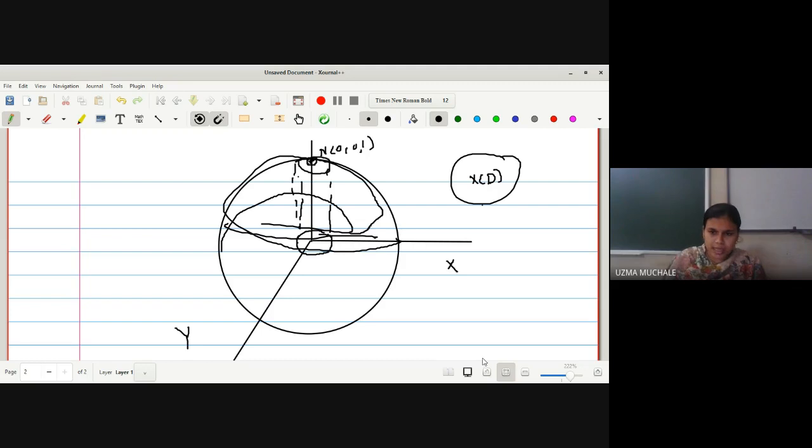So hence this x of d, I can say it is equal to the northern hemisphere, and hence we can say that instead of imagining it to be a hemisphere, you can say it is a half sphere. Okay, northern half sphere. So x of d is equal to the northern half sphere, and hence you can say that it is an example of a simple surface.